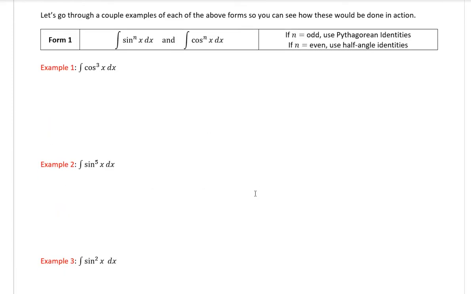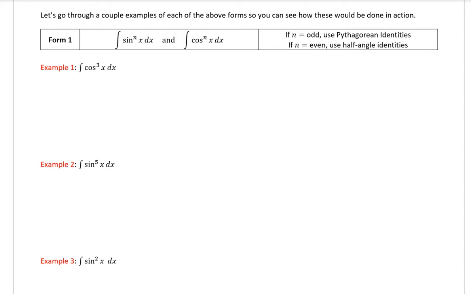So first what we're going to talk about is Form 1, where you have either sine or cosine taken to some power. And what we have as the general strategy is to pay attention to the power that you have. If the power itself is odd, what we're going to use are the Pythagorean identities. So stuff like sine squared plus cosine squared equals 1. If n is even, what we're going to use are the half-angle identities, the ones that are like sine squared equals (1 minus cosine of 2x) over 2. These are the strategies that we're going to use.